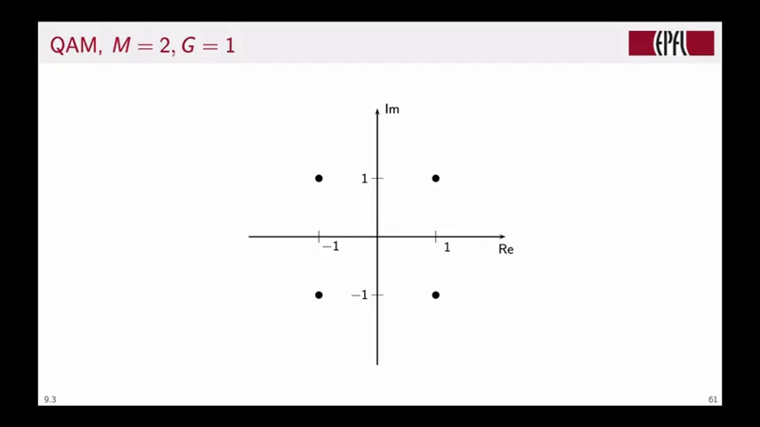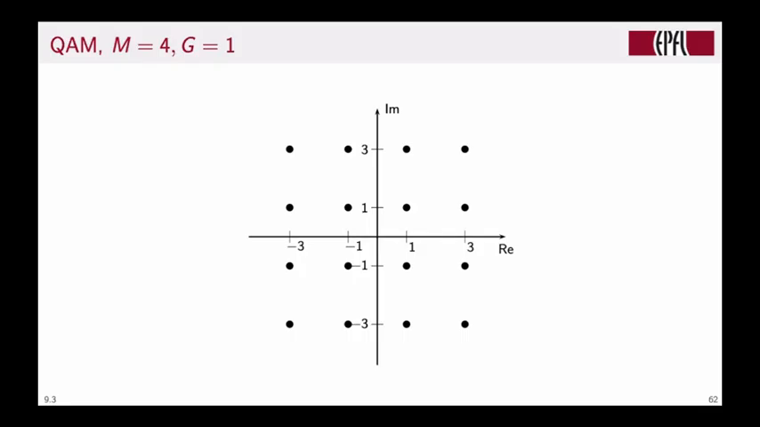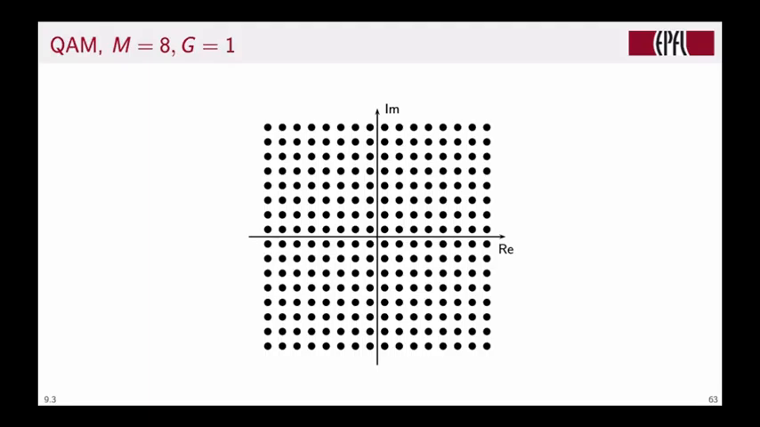This is the set of points for QAM transmission with m equal to 2, which corresponds to 2 bilevel PAM signals on the real axis and on the imaginary axis. So that results into 4 points. If we increase the number of bits per symbol, we set m equal to 4. That corresponds to 2 PAM signals with 2 bits each, which makes for a constellation. This is how these arrangements of points in the complex plane are called. A constellation of 4 by 4 points at the odd-valued coordinates in the complex plane. If we increase m to 8, then we have a 256-point constellation with 16 points per side.